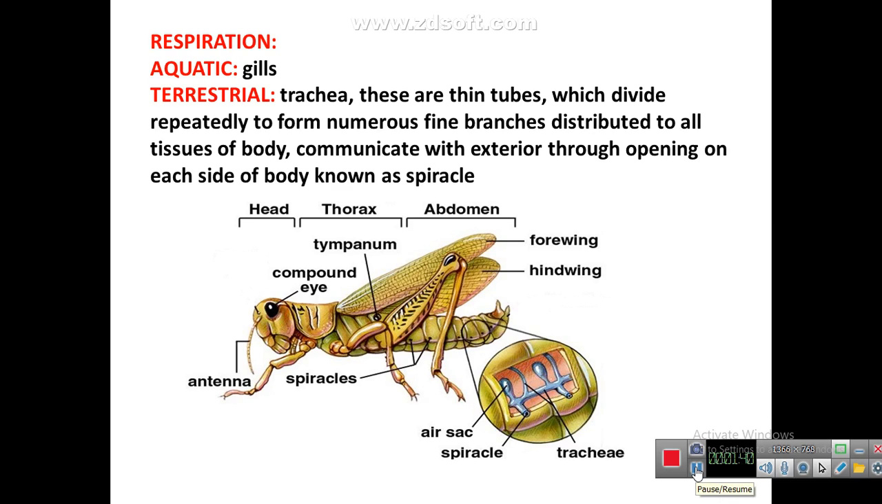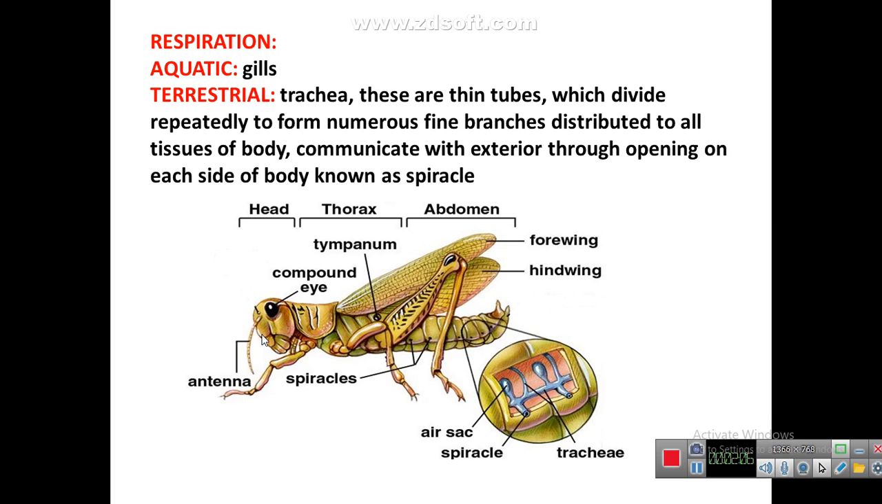Respiration: in aquatic species, respiration takes place by means of gills. In terrestrial species, it takes place by means of trachea. These are thin tubes, as you can see in the diagram, which divide repeatedly to form numerous fine branches distributed to all parts or tissues of the body, and communicate with the exterior through an opening which is known as spiracle. These are the spiracles.